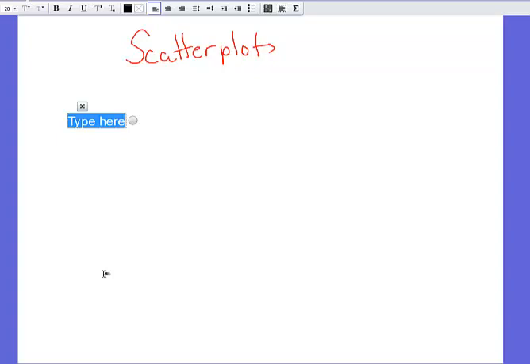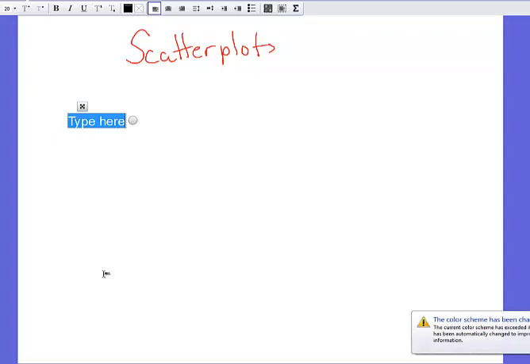Okay, I'm going to do two videos for scatterplots. The first one's going to talk about scatterplots and what they are and how we can use them to interpret data, and then the second video is going to talk about something called a line of best fit, which I'm going to get into. So there's going to be two videos on scatterplots, and this is the first one.